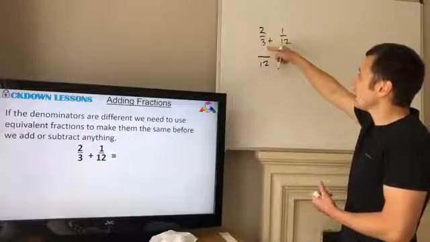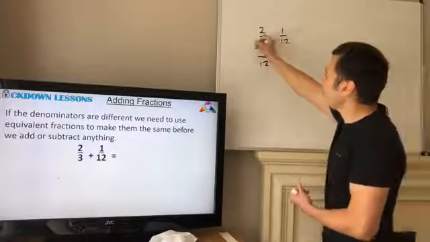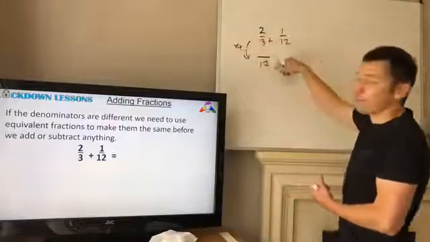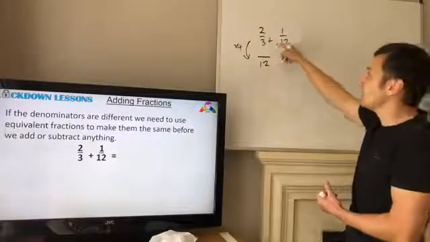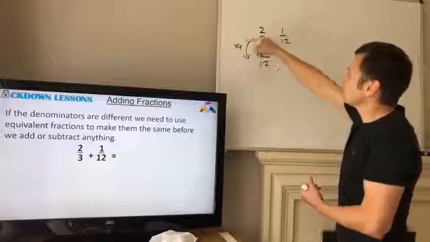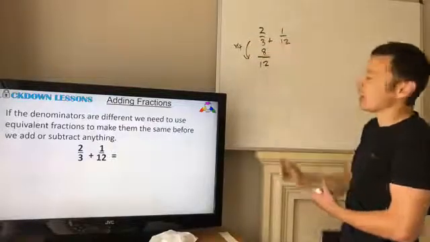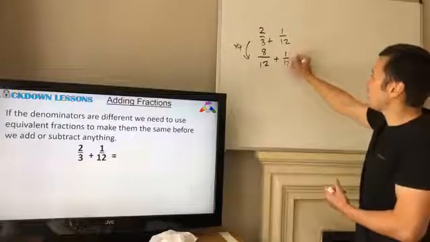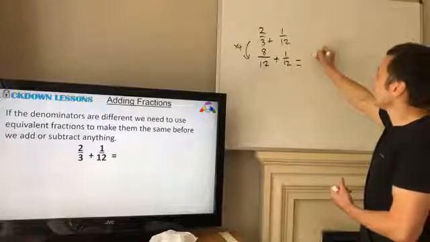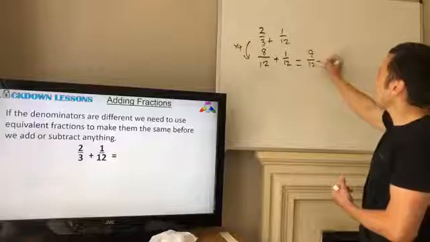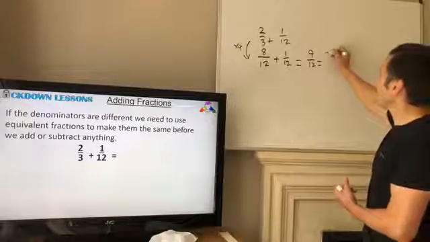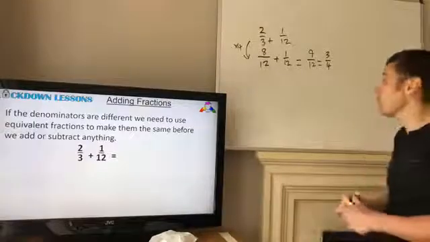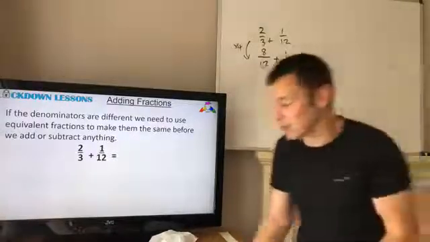So if 2 out of 3 like it, if it was out of 12, I would have to times it. I would need to multiply by 4, because I've got 4 times as many people in the class. So if 2 out of 3 like it, 2 times 4 is 8, 8 out of 12 like it. So 8 out of 12 add 1 out of 12 equals 9 out of 12, which cancels down to 3/4. Okay? So make the bottoms the same, make the class sizes the same.